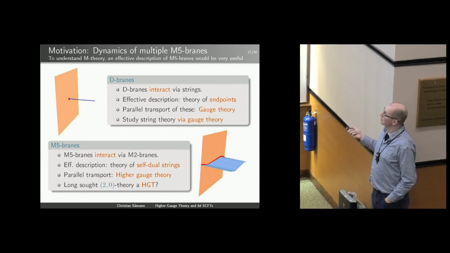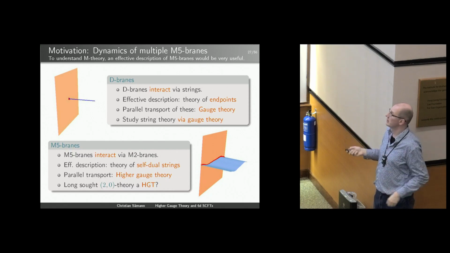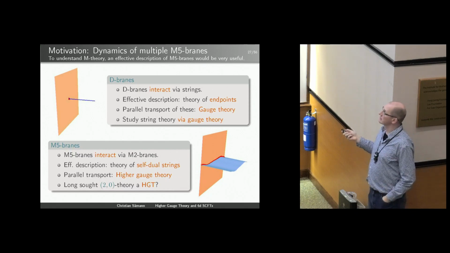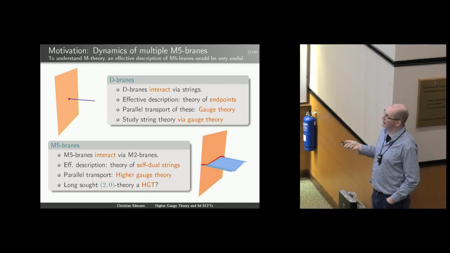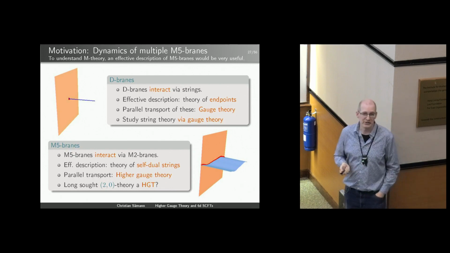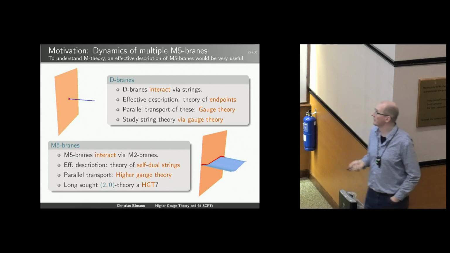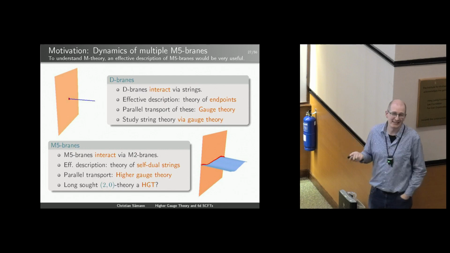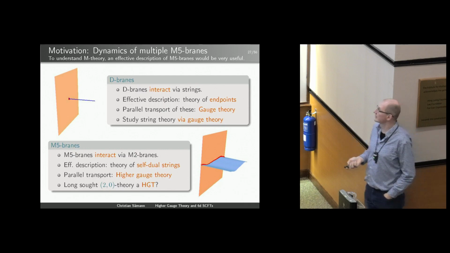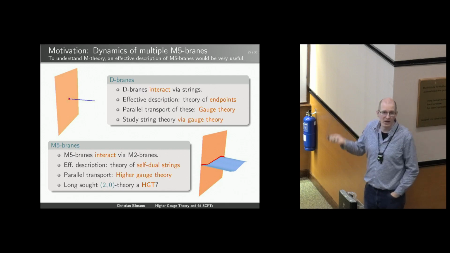M5 branes interact via M2 branes. The effective description is a theory of self-dual strings, namely the boundary of the M2 branes is no longer a point, but it's now a one-dimensional object. And the parallel transport of these gives rise to a higher gauge theory. And now the question is: is the long-sought 2-0 theory a higher gauge theory? There's quite a lot of evidence for this. The question is whether it's classical, so whether it makes sense to use classical structures to describe it. But let's see how far we can get, right?